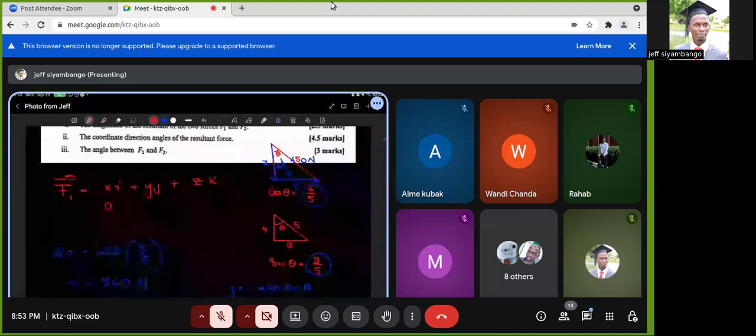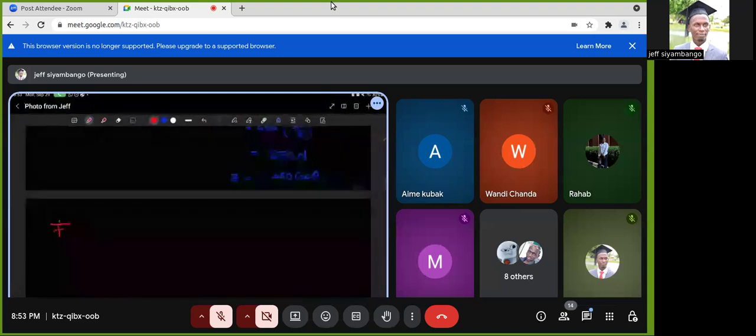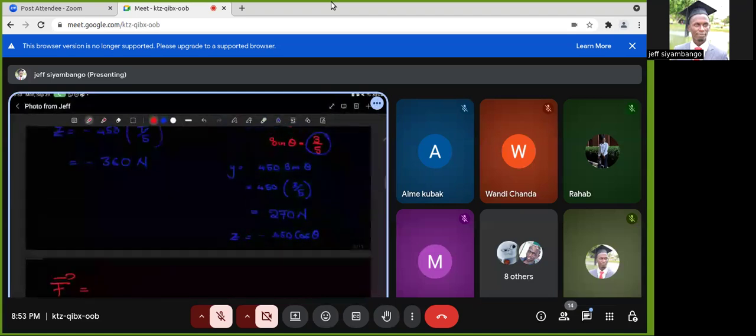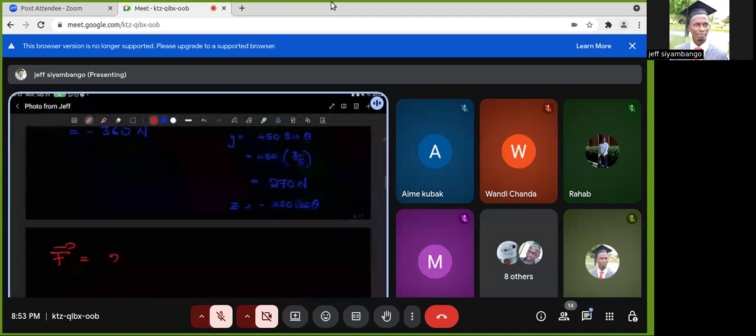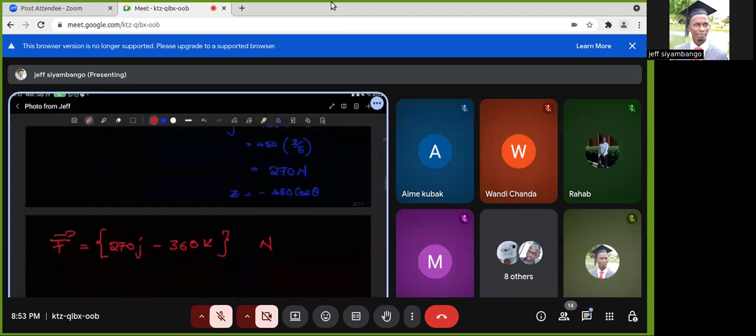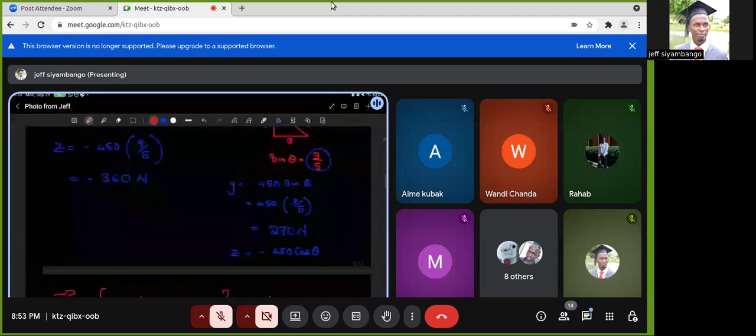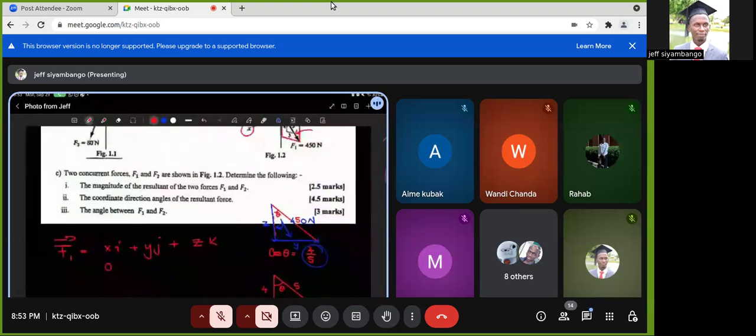So F1, the vector F1: x component 0, y component 270, z component minus 360. The units, we have the newton. This is F1. We now want to do the same thing for F2.